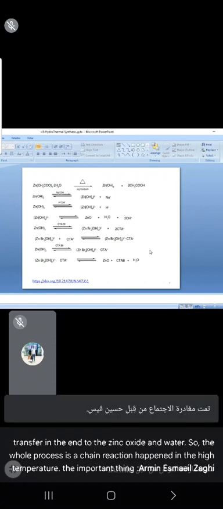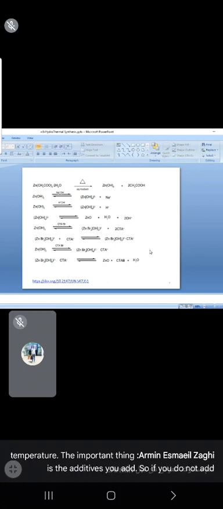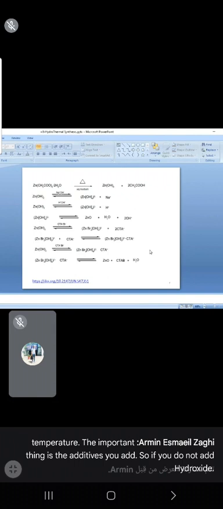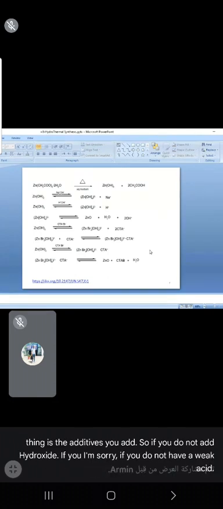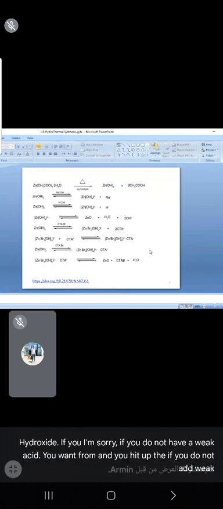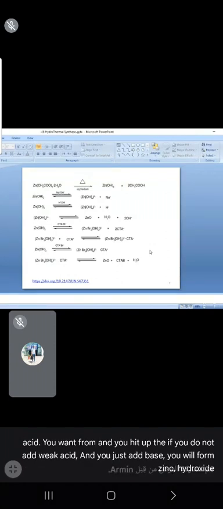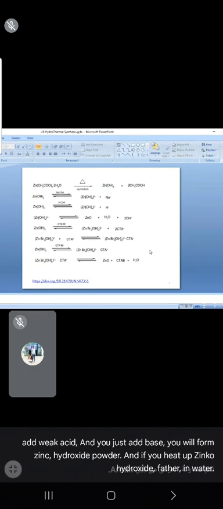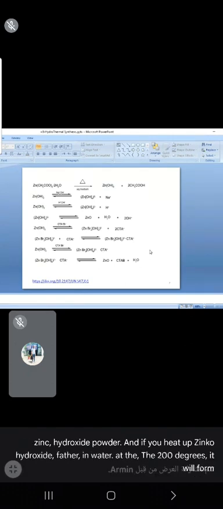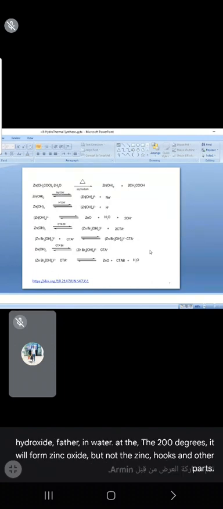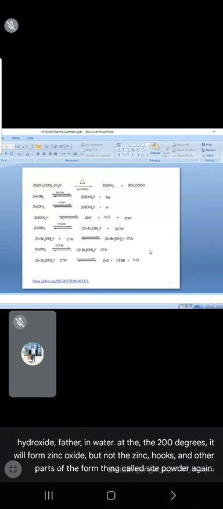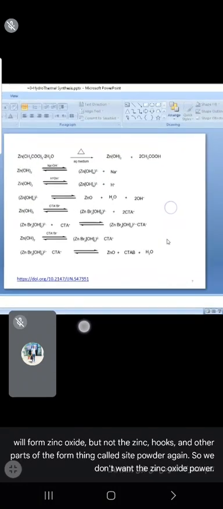The important thing is the additives you add. If you do not add weak acid and you just add base, you will form zinc hydroxide powder. And if you heat up zinc hydroxide powder in water at a few hundred degrees, it will form zinc oxide, but not the zinc oxide nanoparticle. It will form zinc oxide powder again. So we don't want the zinc oxide powder. We are looking for zinc oxide nanocrystal.